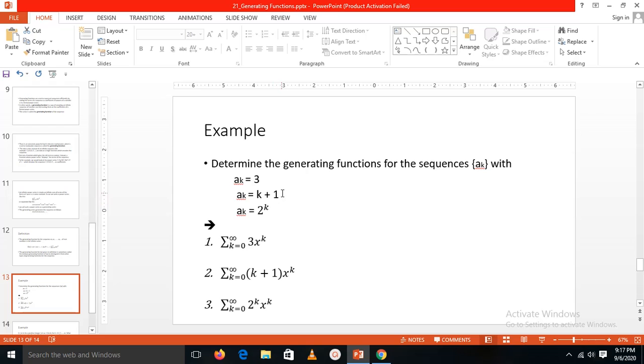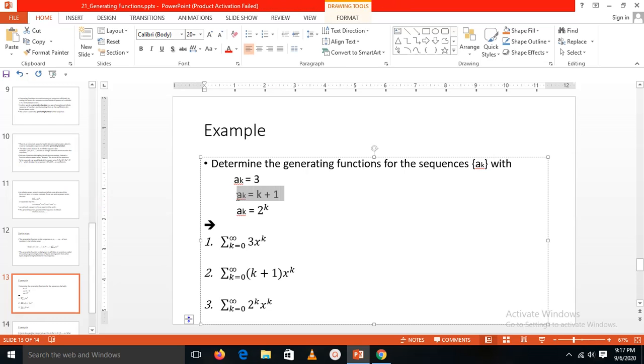Similarly, the next sequence is ak equal to k plus 1. Put this value into this equation and we get summation 0 to infinity of (k plus 1) x raised to k. Same, ak is equal to 2 raised to k. Now we get the generating function 2 raised to k into x raised to k. This is a simple example of generating functions. We have to determine the generating functions for the sequences.